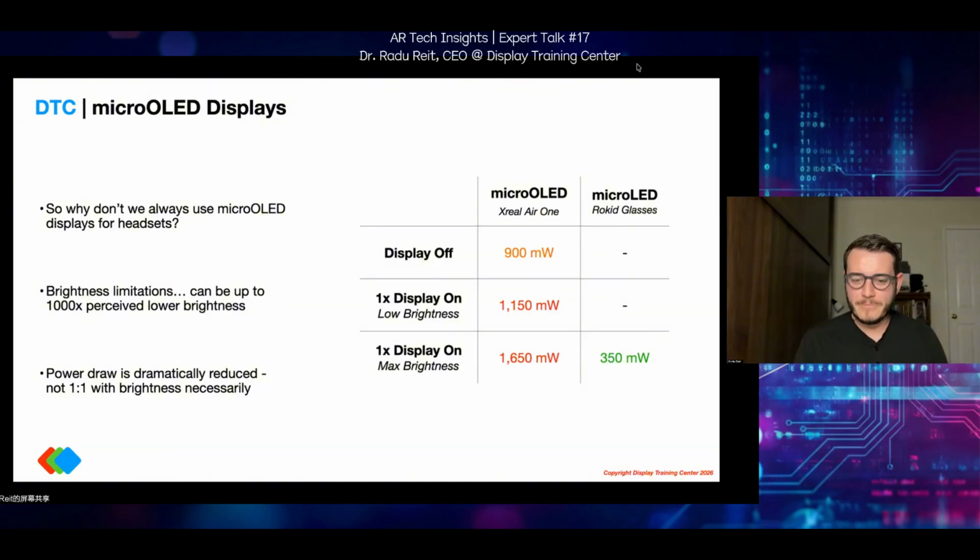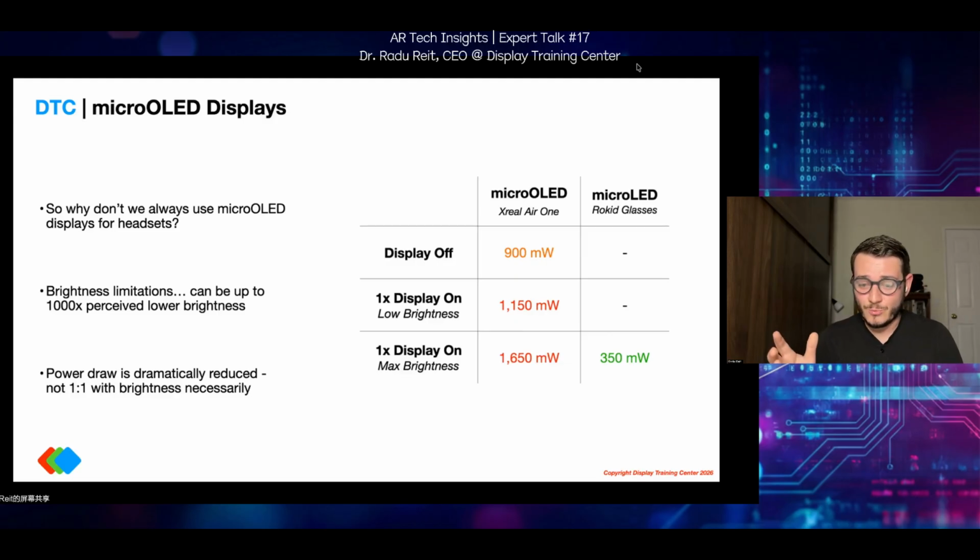Now, I want to give an example that is a little bit empirical, but still useful for this audience. If we take a look at micro OLED power consumption, even with the displays off, the Xreal Air 1S consumes about 1 watt of power, about 900 milliwatts. We turn the display on at minimum brightness, so this would be almost invisible in a well-lit environment, and we are drawing 1,150 milliwatts. So that is about 250 milliwatts of power consumption just for the single micro OLED panel alone at the lowest brightness setting. And as we turn that brightness all the way up, to the 5,000 nits that this particular OLED panel is capable of, we're consuming an extra 750 milliwatts to give us 5,000 nits.